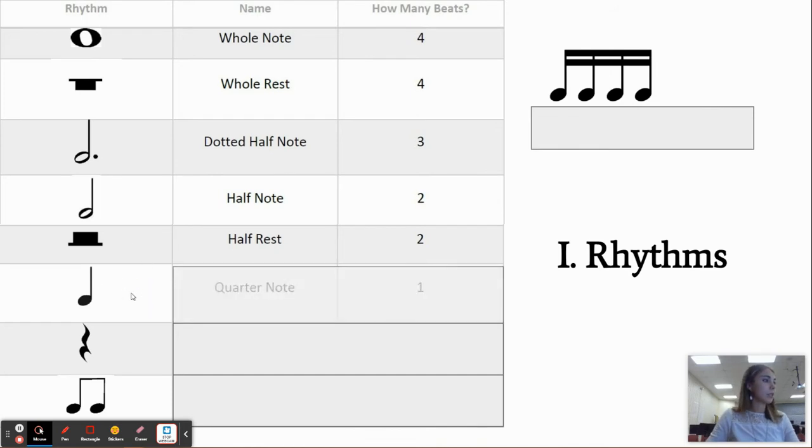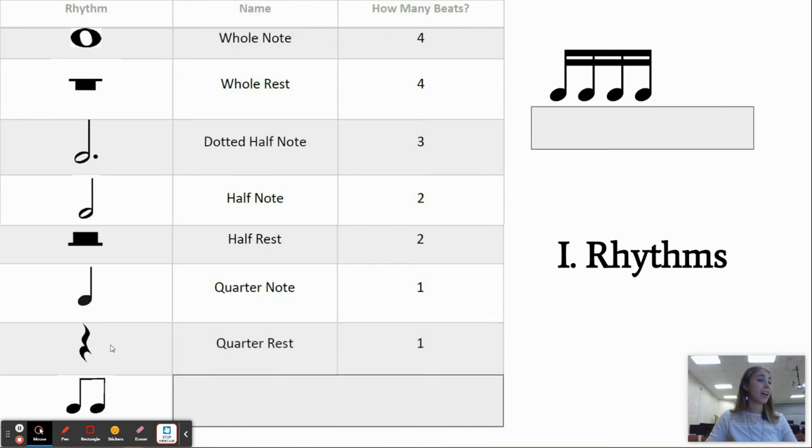Then our next rhythm here is a quarter note equals 1 beat, and then a quarter rest. An easy way to draw this is just draw a Z and then a C, and you have your quarter rest. And then our last one, 2 eighth notes. Notice there's 2 put together. 2 eighth notes equals 1 beat.